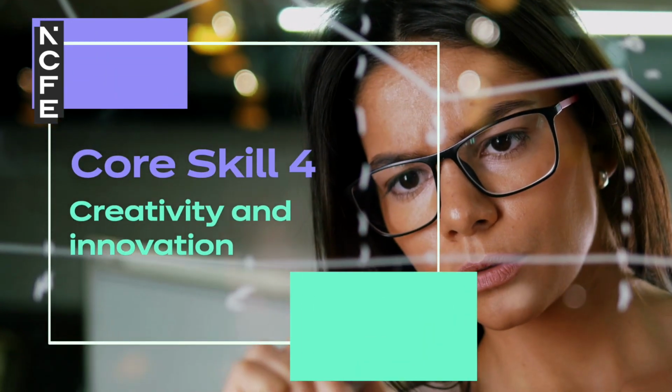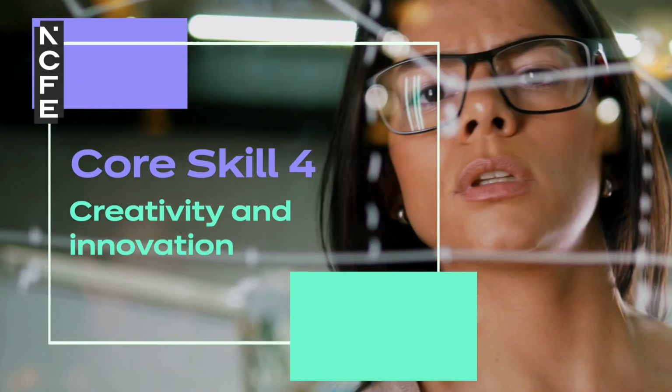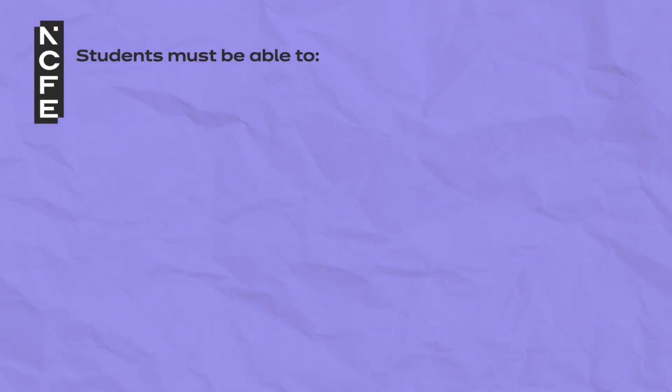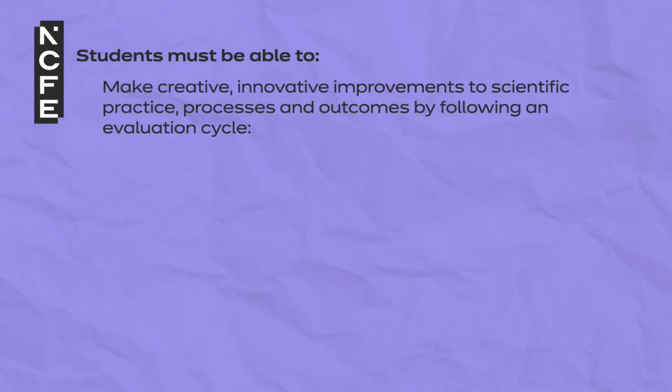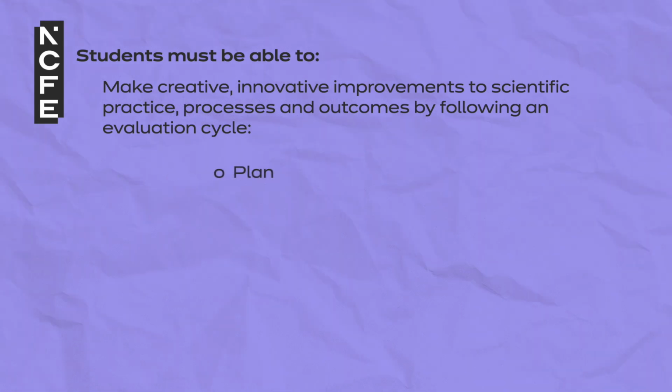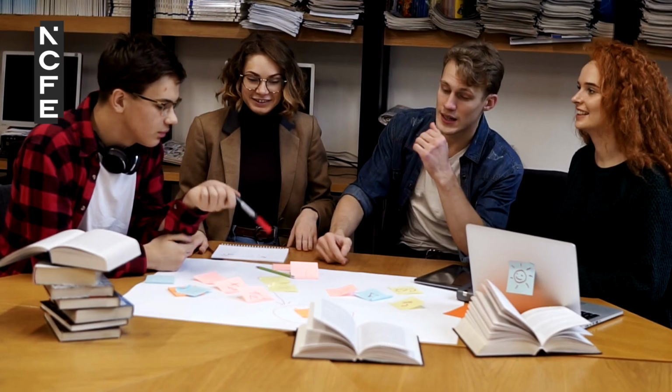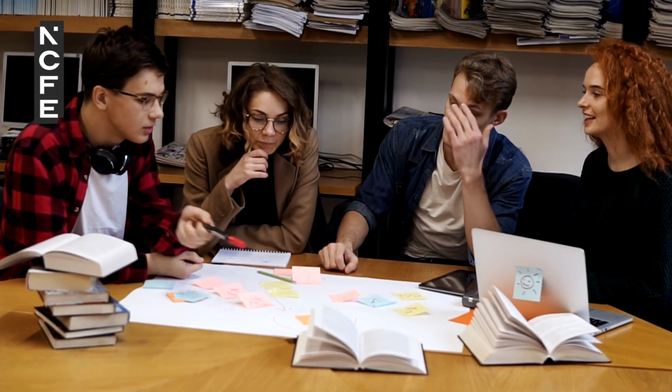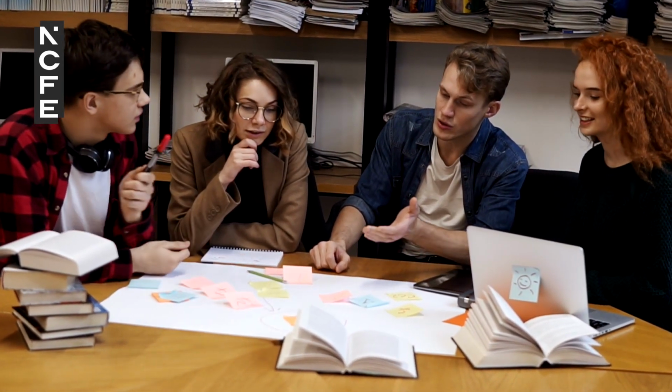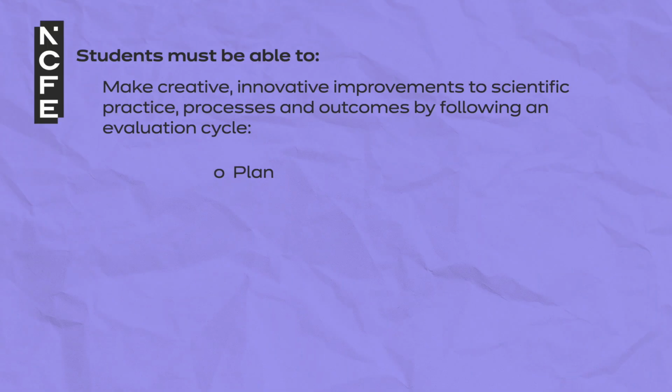Core skill 4 is creativity and innovation. Students must be able to make creative, innovative improvements to scientific practice, processes and outcomes by following an evaluation cycle which involves: Plan, by identifying a potential area for improvement and subsequently gathering information to understand the need for this required improvement. Students must then be able to generate ideas which will help address this area of improvement.